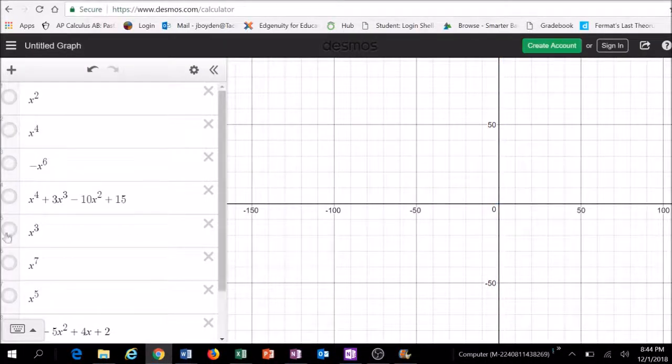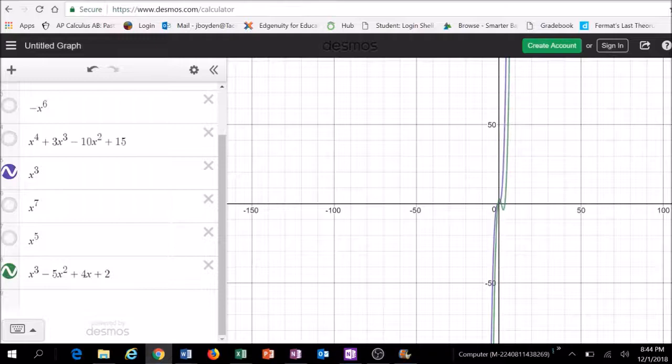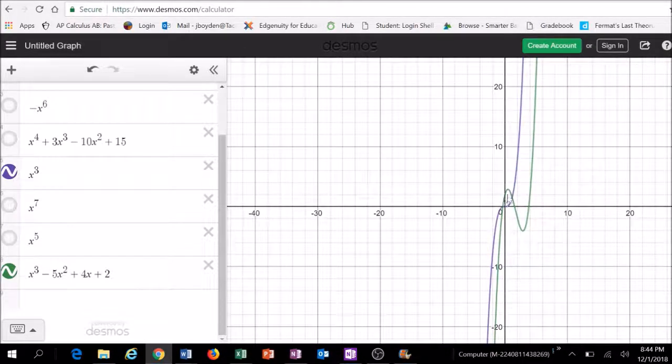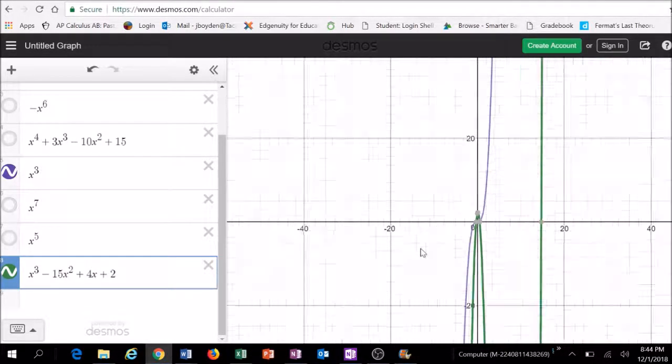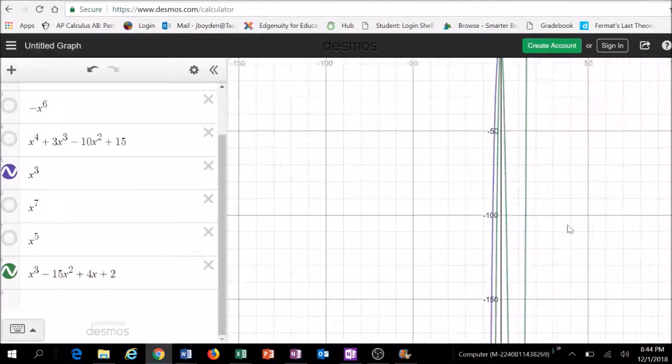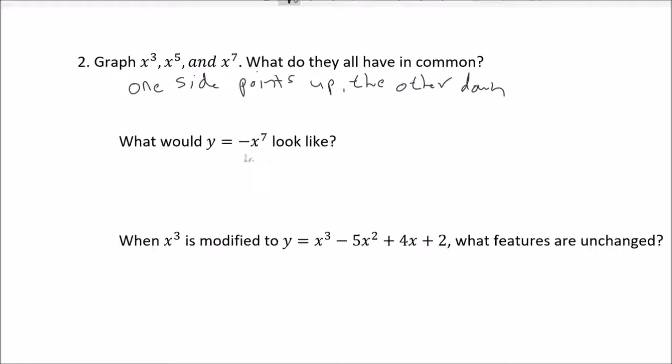So we'll get rid of these, bring back the cubics. And yeah, look at that. So this one just has a little extra wobbly-do in the middle, but yeah, that still holds up. And you can go through and play with these if you want. So I'll mess with the coefficients a little bit and see if they still have those characteristics. Yeah, it seems to still hold up. So when it's modified, what features are unchanged? Well, the main feature we recorded, that one side points up and the other points down.